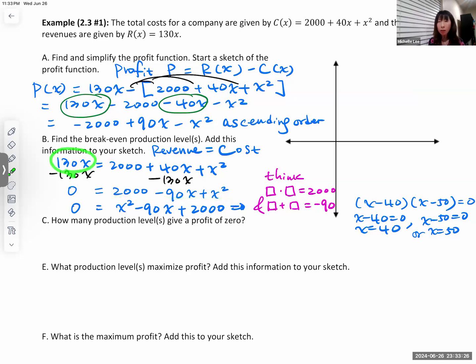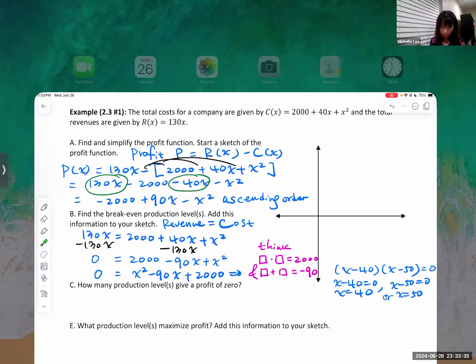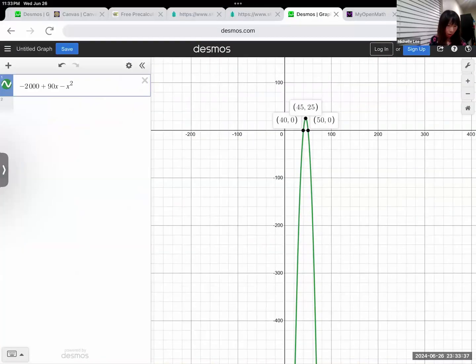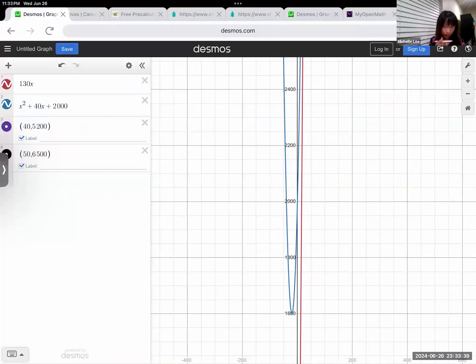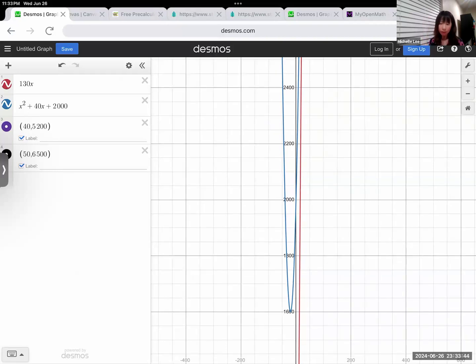I draw in the decimals 130x and then 2000 plus 40x plus x squared. So let's take a look. Here, this one. Okay, so the straight line, that is the 130x. And then the parabola open upward, that's blue. That's x squared plus 40x plus 2000.